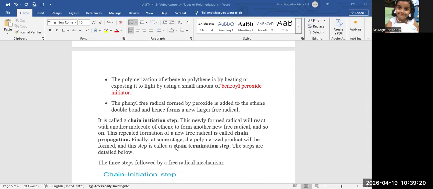Okay, so the reaction is given below. This newly formed radical will react with another molecule of ethene to form another new radical and so on. This repeated formation of new free radicals is called chain propagation. Propagation means chain growth reactions. Finally, at some stage, the polymerized product will be formed, and this step is called the chain termination step. Terminate means we break the chain and get the products. These steps are given in detail below.